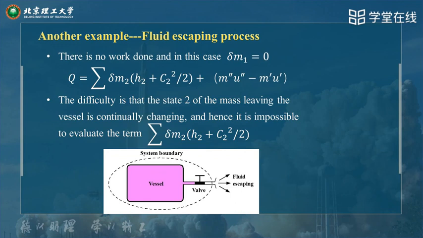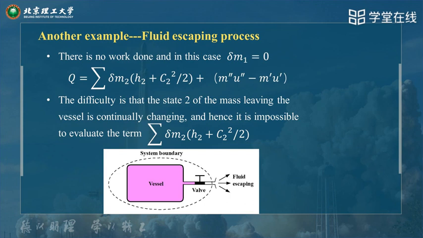Another example is the fluid escaping process. The escaping process is just the opposite of the filling process. Filling has only one input; the escaping process means only one output. There is no work done, and in this case delta m1 is 0 because there is no input.